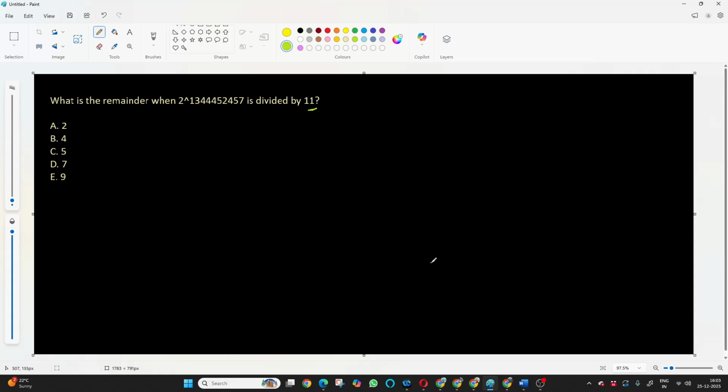So, let's say I have a number of the form n to the power of something that is being divided by a prime number p. Now this n is relatively prime to p, which means there are no common factors between n and p apart from 1. The only exception is if n is a multiple of p, because then the remainder will always be 0 when divided by p. So n and p are relatively prime, which means the only common factor between them is 1.